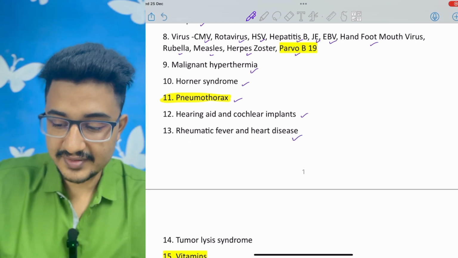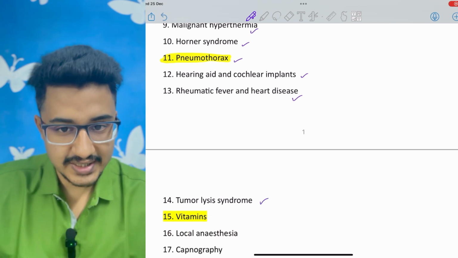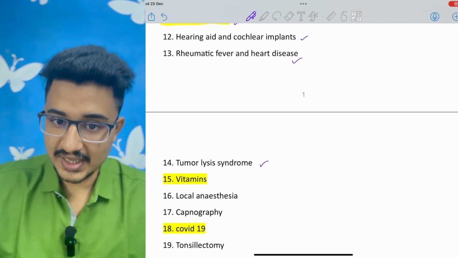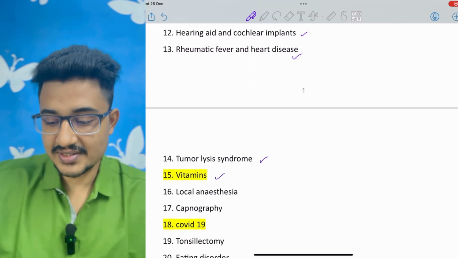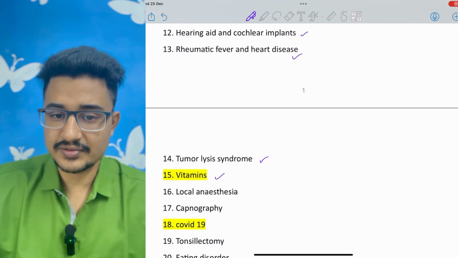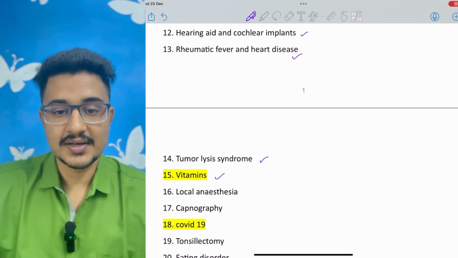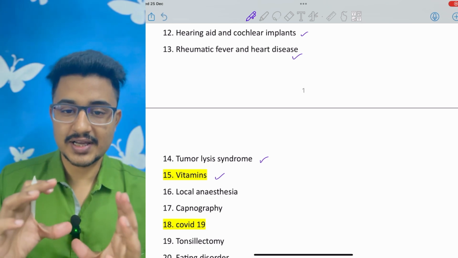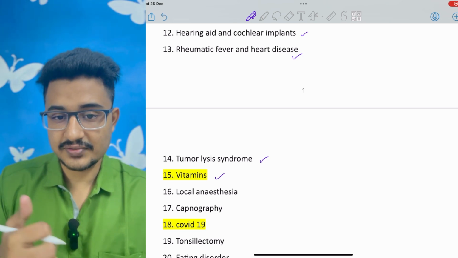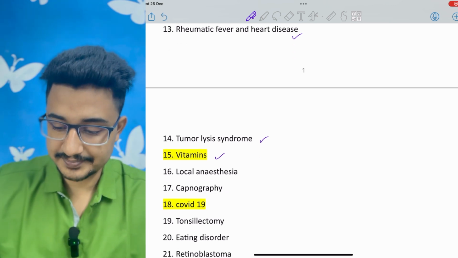Rheumatic fever and rheumatic heart disease. Tumor lysis syndrome, you have to identify the condition and what are the electrolyte imbalances. Vitamins, very high yielding. In NEET PG 2023 and 2024, you have seen how many questions can come from vitamins. In one page only you can summarize all the vitamins, the enzymes that are associated with their deficiency, and the clinical symptoms you have to remember.